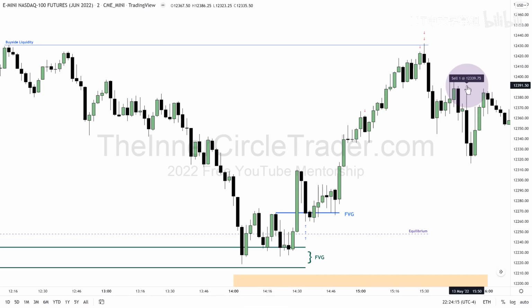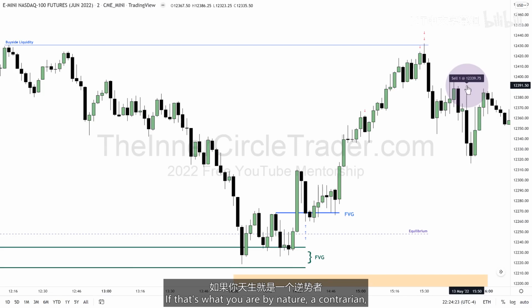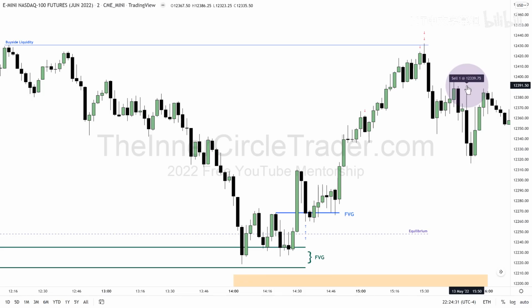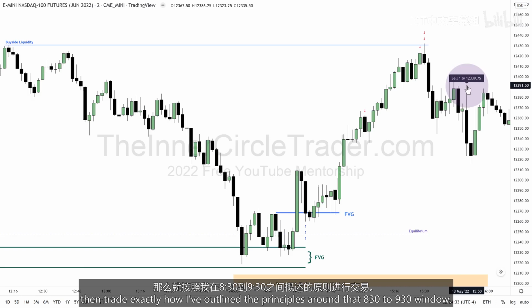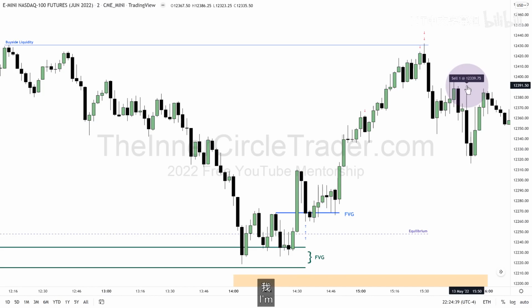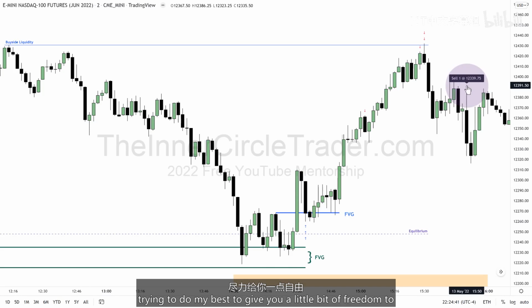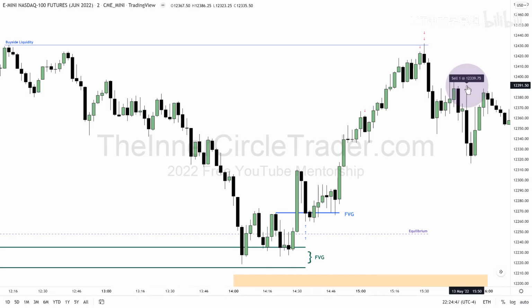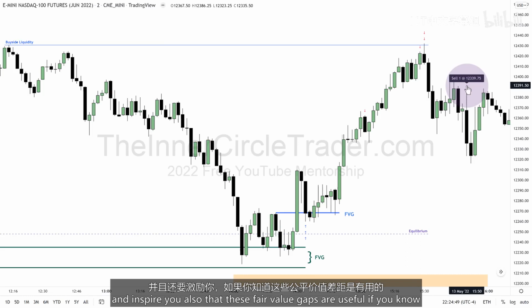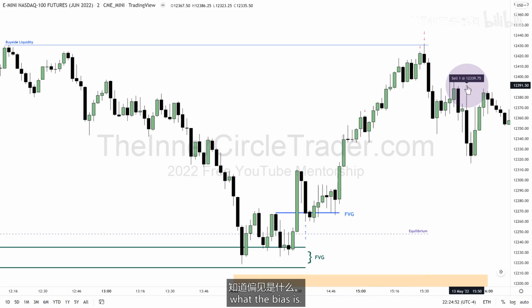We're going to theme. You can frame what I'm teaching inside of a counter trend model if that's what you are by nature, a contrarian. If you want to be trading with the highest probability and in sync with the early session move, then trade exactly how I've outlined the principles around that 8:30 to 9:30 window. Okay. I'm trying to do my best to give you a little bit of freedom to try to make it your own and inspire you also that these fair value gaps are useful if you know what the bias is.